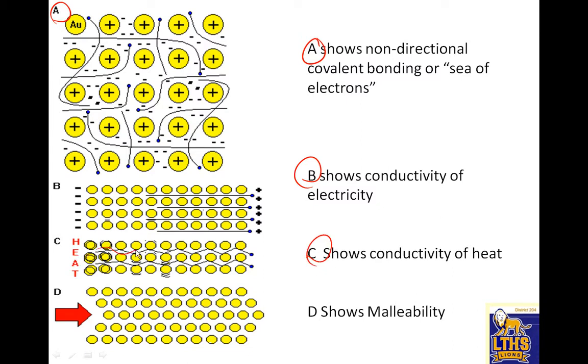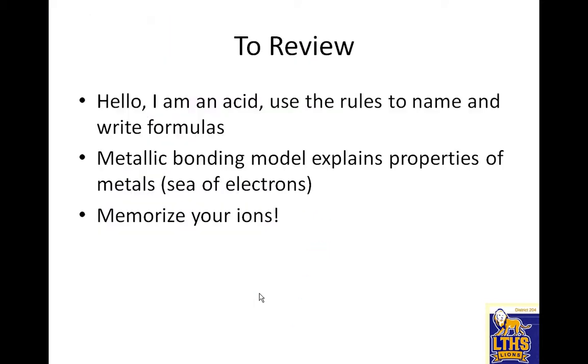You put heat, and the non-directional sea of electrons can pass the heat using those electrons. Okay, malleability. You hit it with a hammer, and this non-directional sea of electrons that's being shared between all of them allows the metal to adjust and just change shape without cracking. So bring down the hammer and you get a metal that is malleable.